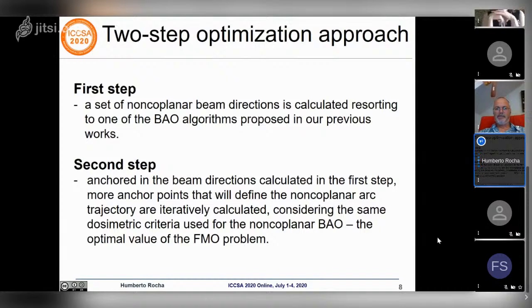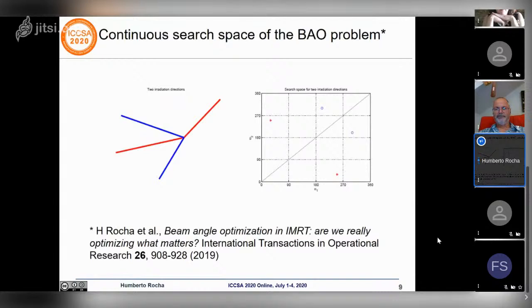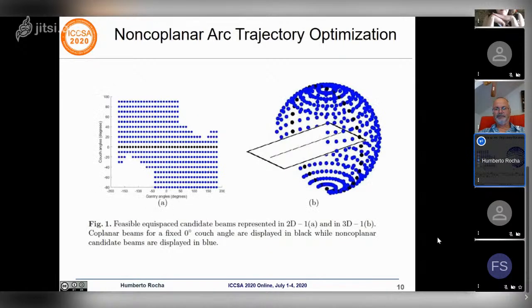The main goal of this work is to consider different number of beam directions in the first step and then compare the proposed approach in order to assess the trade-offs between treatment quality and computational time required to obtain a non-coplanar rotational plan. So, in the first step, we consider a recently proposed strategy to explore the continuous search space of the beam angle optimization problem. In 10 minutes, I don't have time to detail this, but you can check the paper or can ask questions in the synchronous platform.